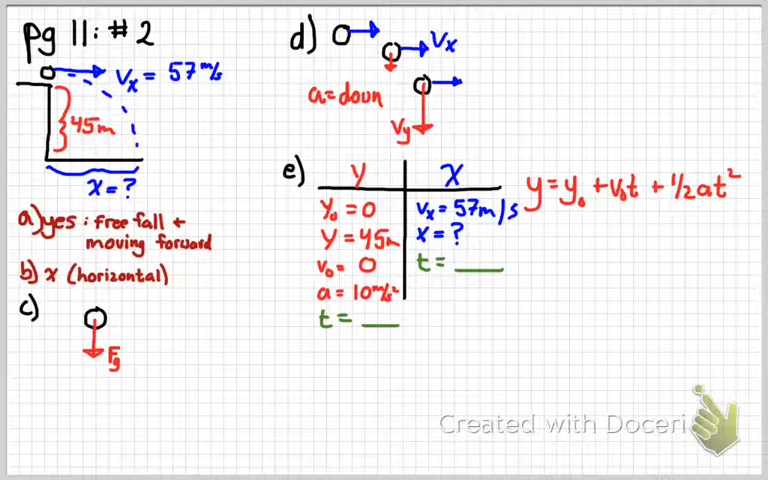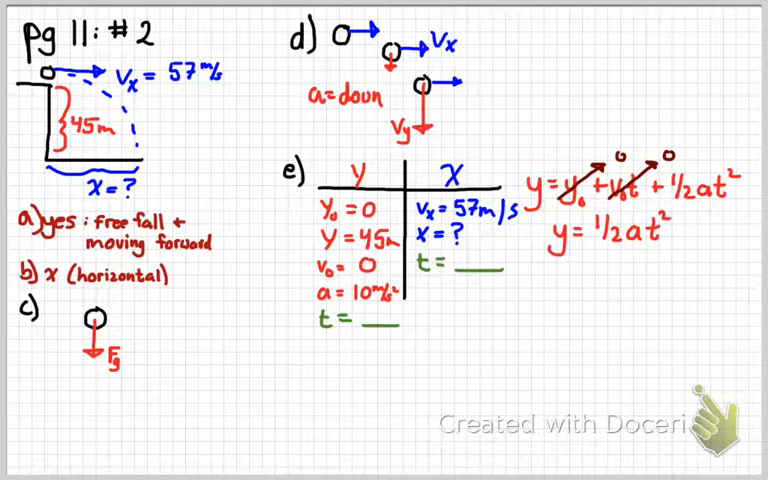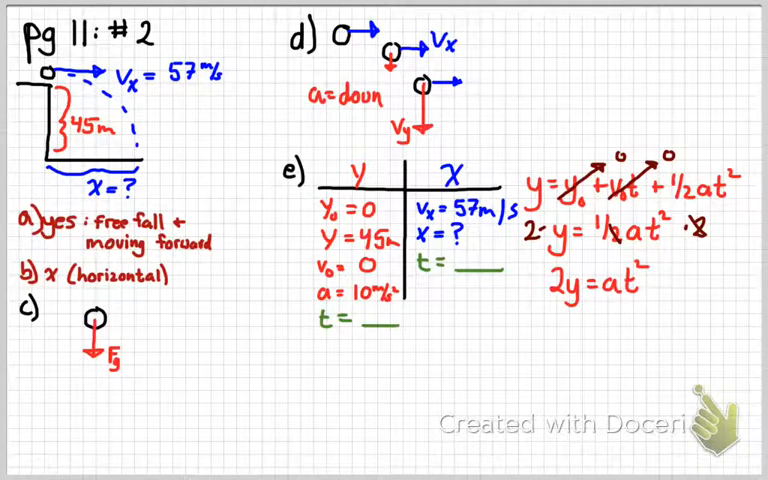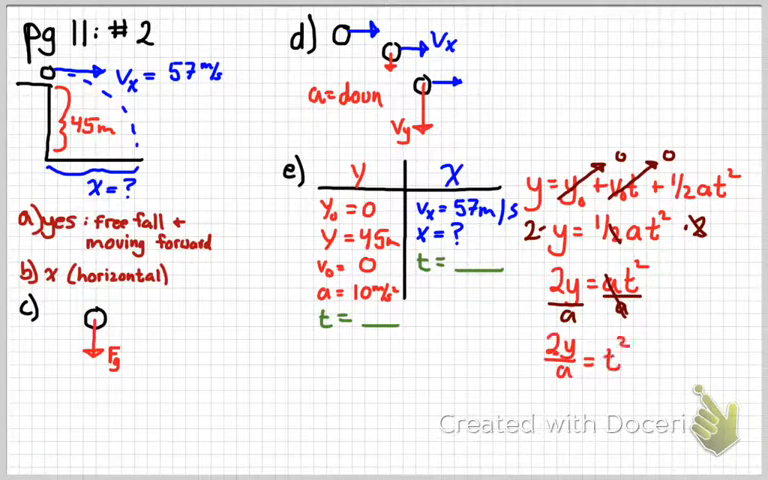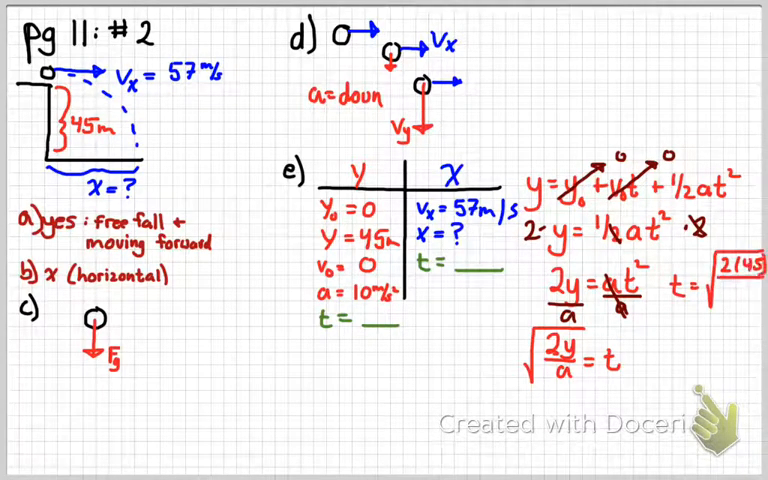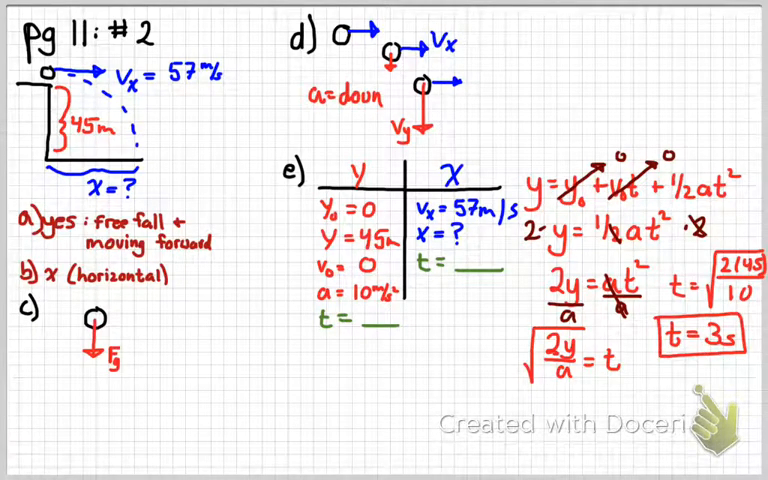So, solving this thing for time. You know that both of those things are 0, so you can go ahead and cross them out. So that reduces to y equals 1/2 at squared. Multiply both sides by 2 to get rid of the fraction. So you get 2y equals at squared. Then divide both sides by a. So you get 2y over a equals t squared, and you need to take the square root of both sides to get rid of the square. So when you substitute your numbers, you get 3 seconds for the time, meaning it's going to take 3 seconds for this thing to hit the ground.